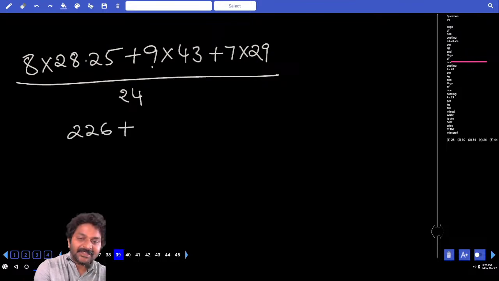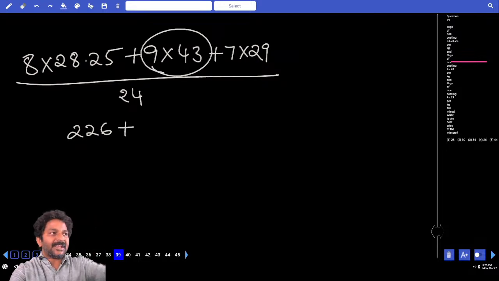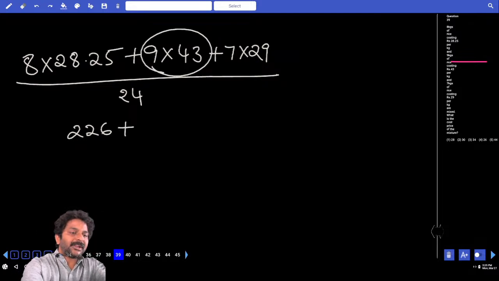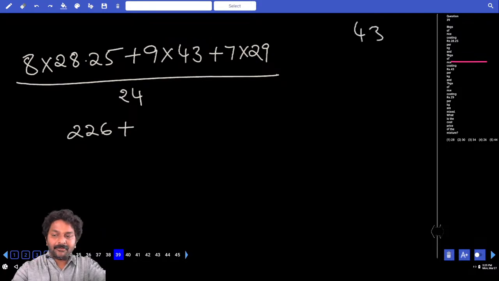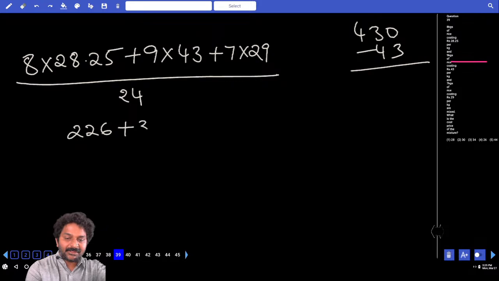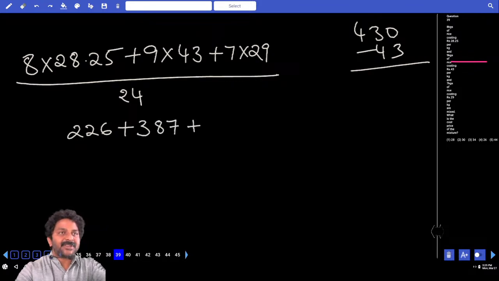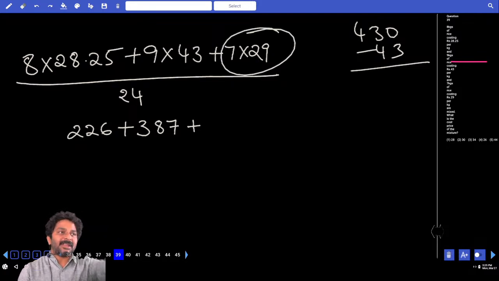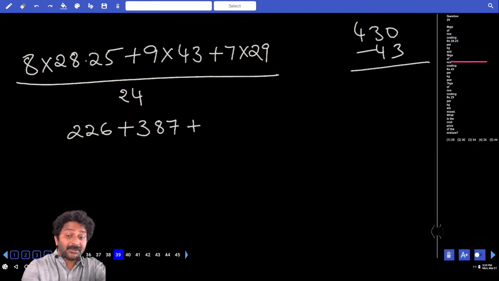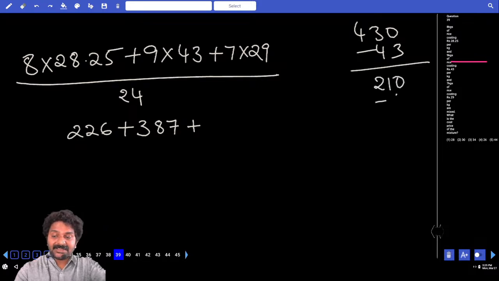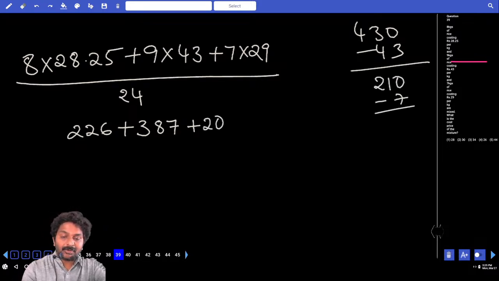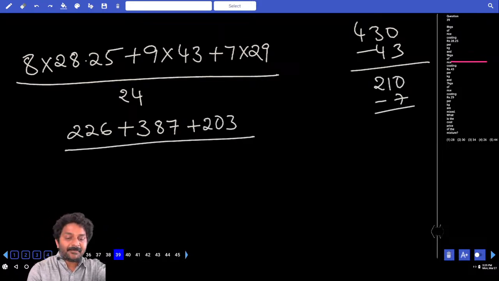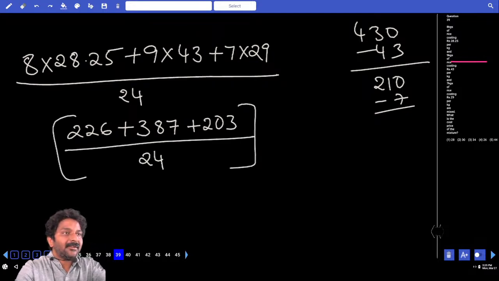226 plus 9 times of this number. Take 10 times minus 1 time. 430 minus 43. Subtract 100, add 57. 387. 7 times of 29. Take 30 times minus 1 time. 30 times. 210 minus 1 time. 203 divided by 20. Divided by 24.